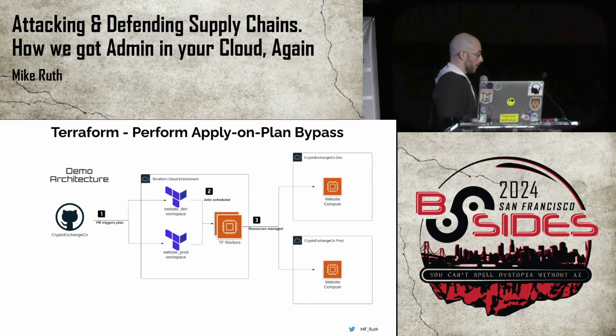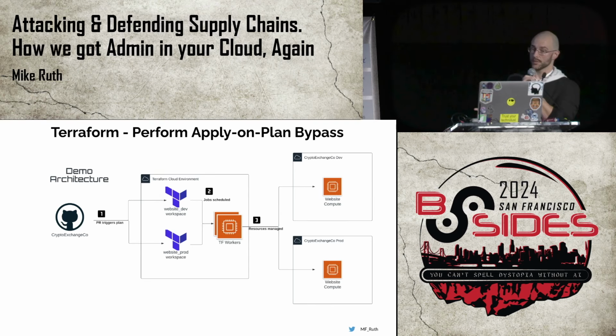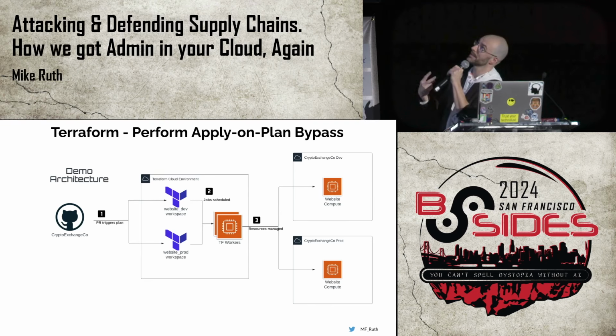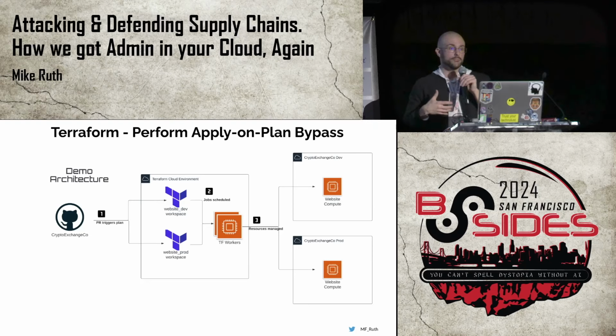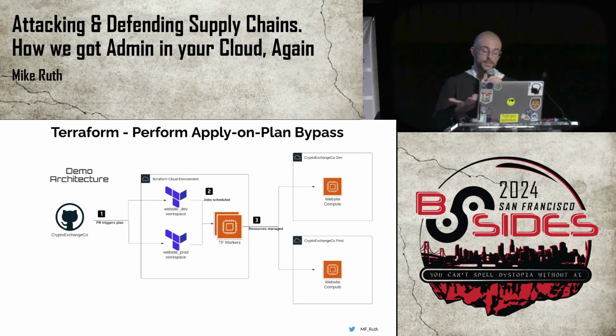Okay, so that's our first new example. Our second new example is what I call an apply on plan bypass. The way this works is that we can use the permissions of the Terraform worker and the unsafe built-in functions and resources that we talked about a couple slides ago to escape from the context of a plan and go underneath to the underlying file system and perform an apply. I'm going to show you how that works on the next slide, but what I really want to do is show you a fake demo company and the reference architecture that they've implemented.